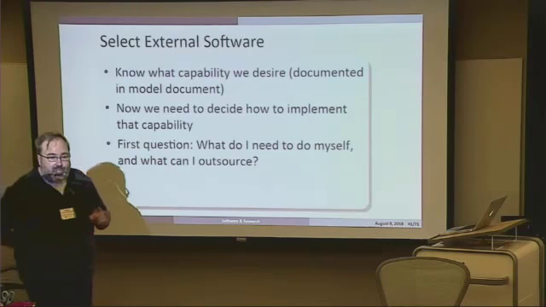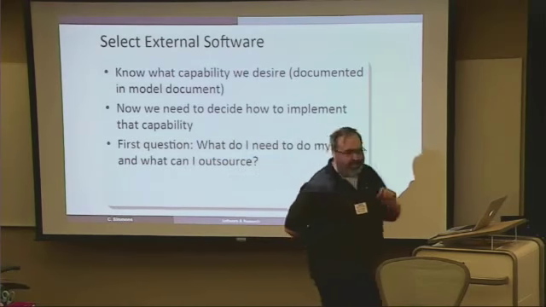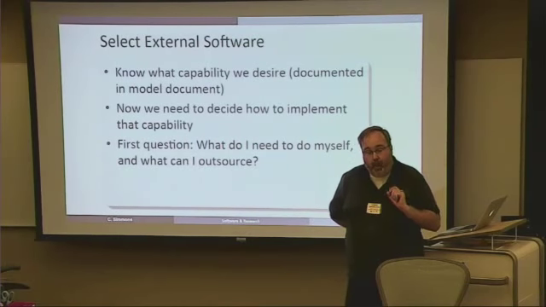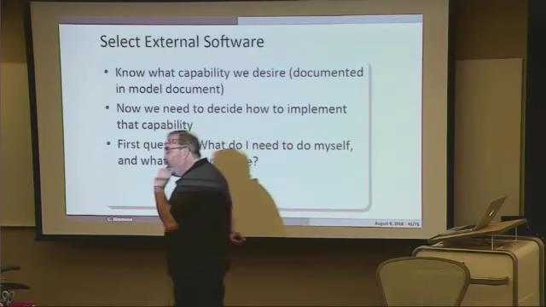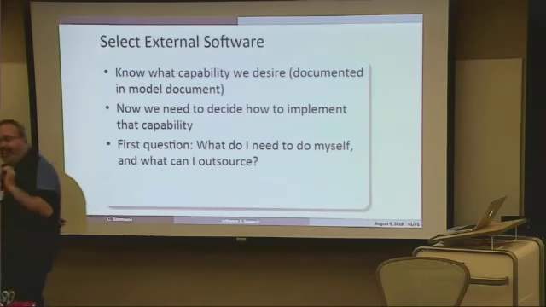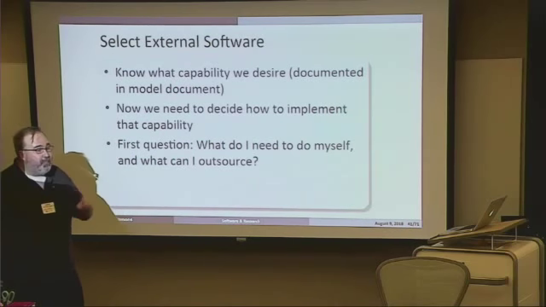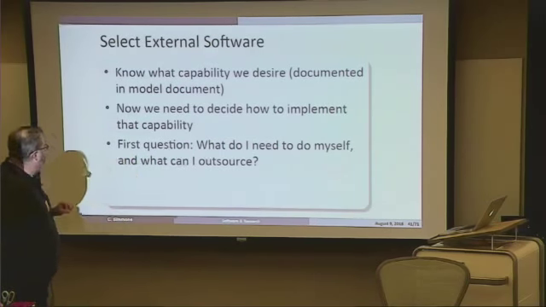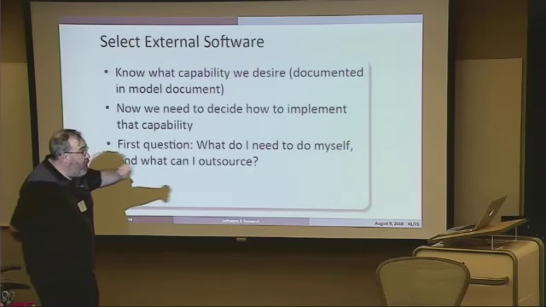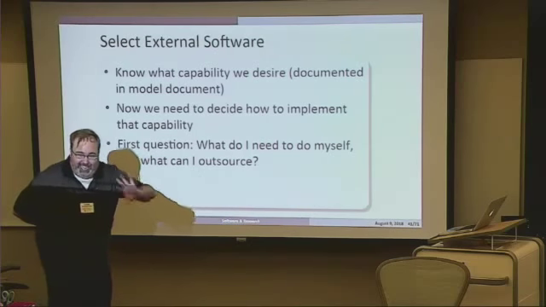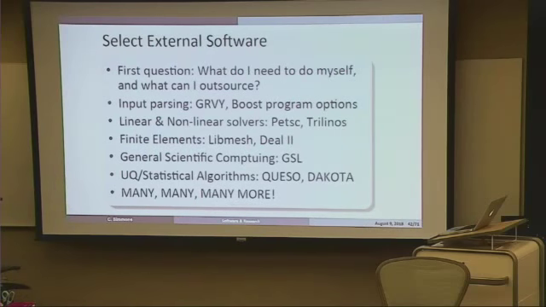All right, now that you have a model document, you know what you're going to implement. The next thing you do is open a web browser, not open a source file. It's to determine what software we can outsource. Just because you're writing your own software doesn't mean you write all the software. Know what capabilities we desire, know where the science is, and know what we can outsource.